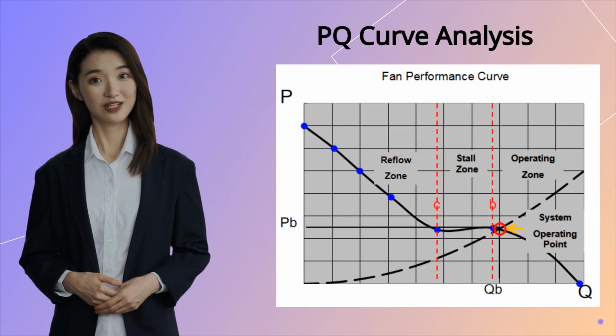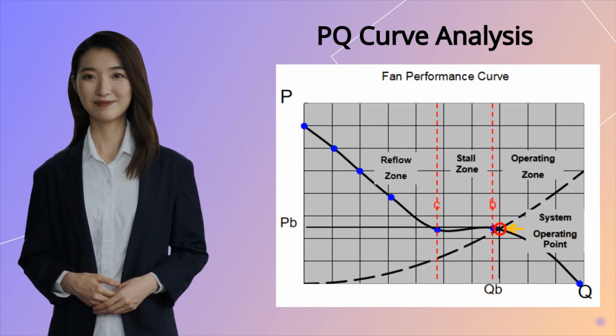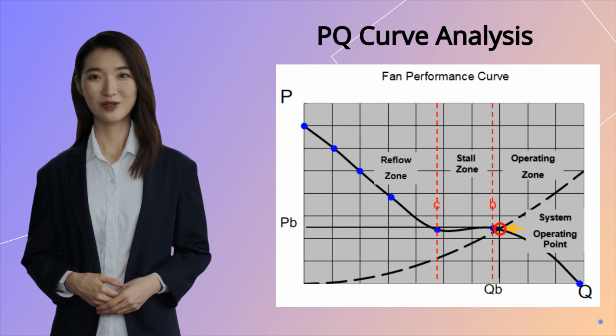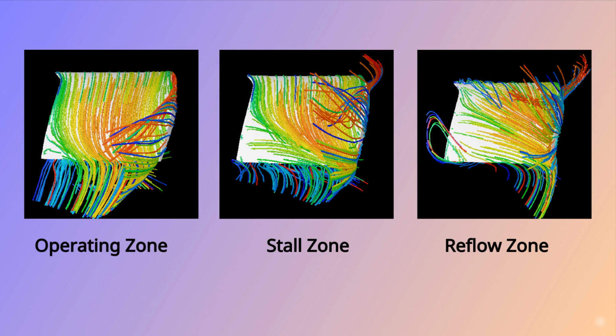Here is some more information about PQ curve analysis. According to the flow conditions of the airflow, the entire PQ curve can be divided into 3 areas: operating zone, stall zone, and reflow zone. We have to make the system operating point fall within the operating zone. You can see the airflow in the operating zone is only partially separated at the root of the impeller. Most areas maintain a laminar flow state and the flow is relatively uniform.